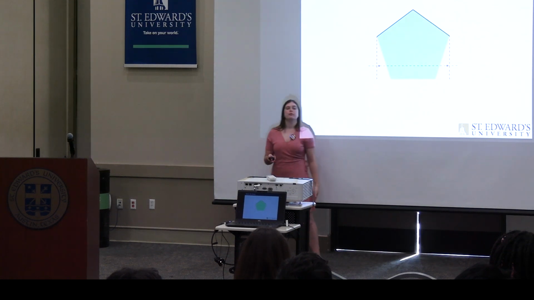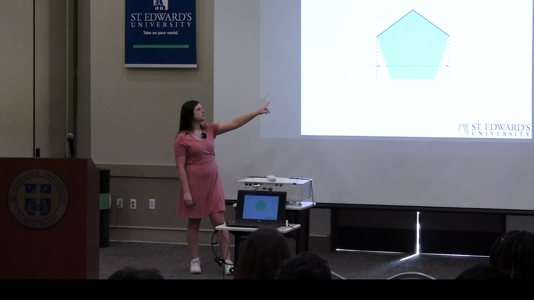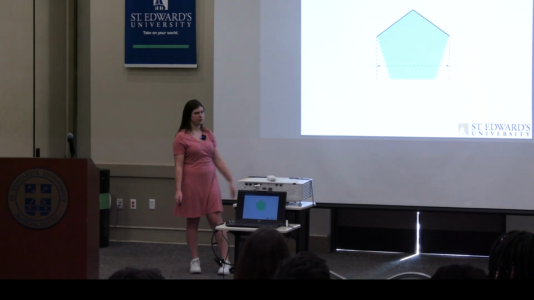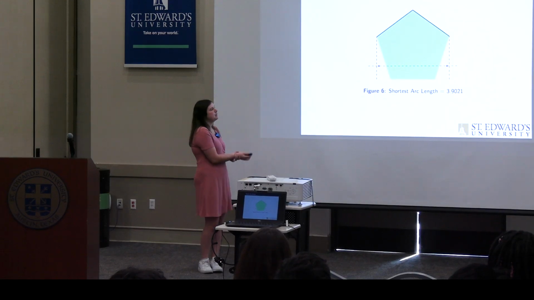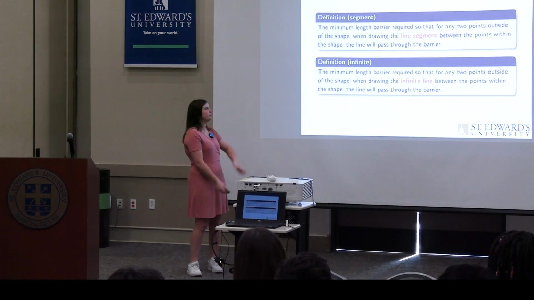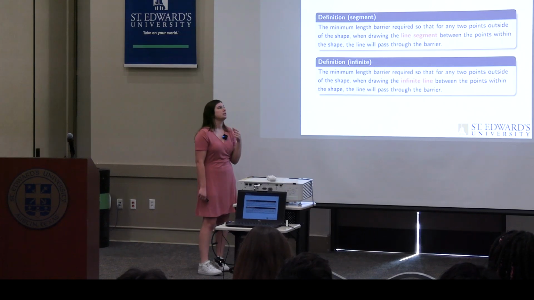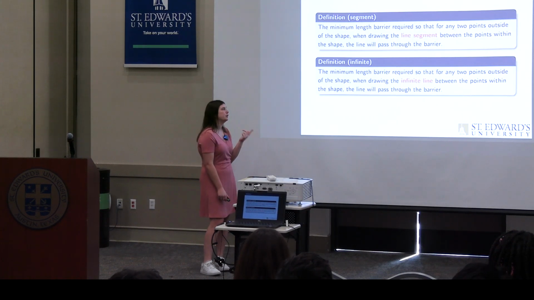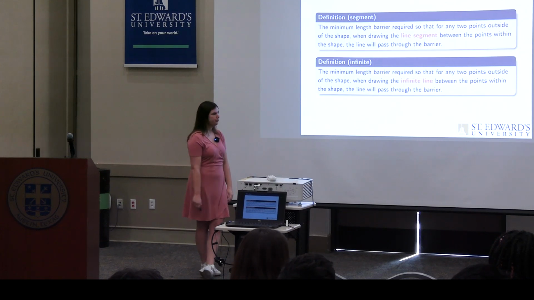But then I was like, oh, if we modify that definition and now consider the infinite line between the 2 dots, it's still going to cross the barrier outside of the shape. And this arc length gives you 3.9021. And again, we're looking for minimal, so this is a valid solution. And then now we have 2 different definitions of the minimal barrier to make the pentagon opaque. They're the exact same definition, except the segment definition describes when you draw the line segment between any 2 points, and then the infinite definition is talking about the infinite line between the 2 points.